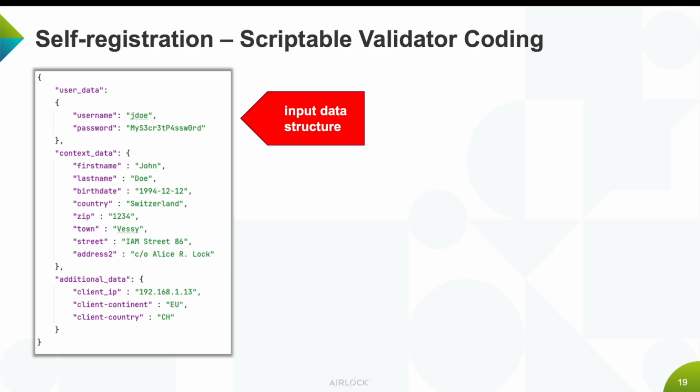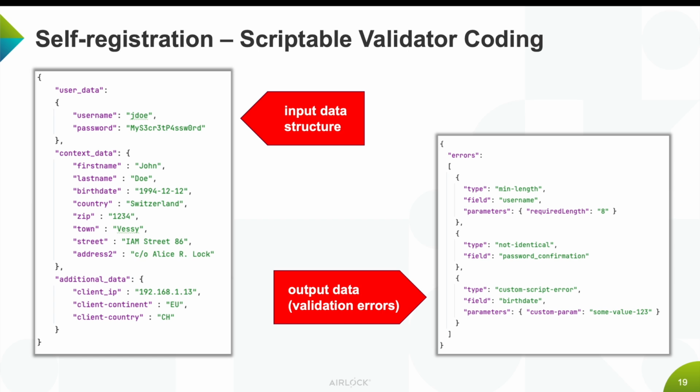The script code itself, which is written in the Lua programming language, can then validate the input data. This may also include calling another system for validation. The IAM documentation shows you how to do that. The script code may then produce an output structure like the one shown on the right. It provides the web UI or any other client with validation error information to be displayed to the end user.